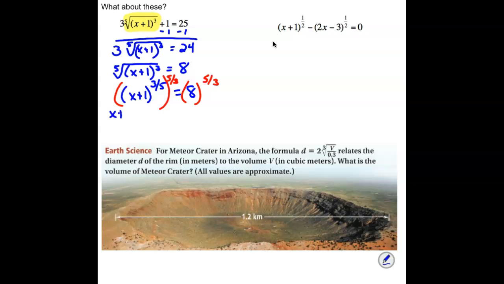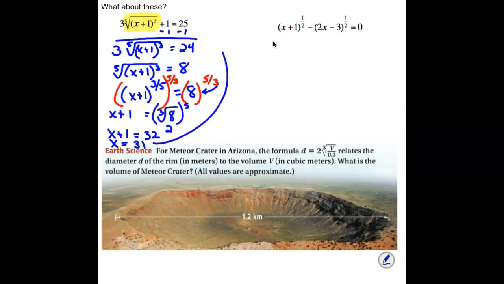The right side then just becomes x plus 1. On the left side, we are cube rooting the 8 and then raising it to the 5th power. Cube rooting 8 is a 2. 2 to the 5th is 32. So x plus 1 equals 32. When we subtract the 1, we get 31.